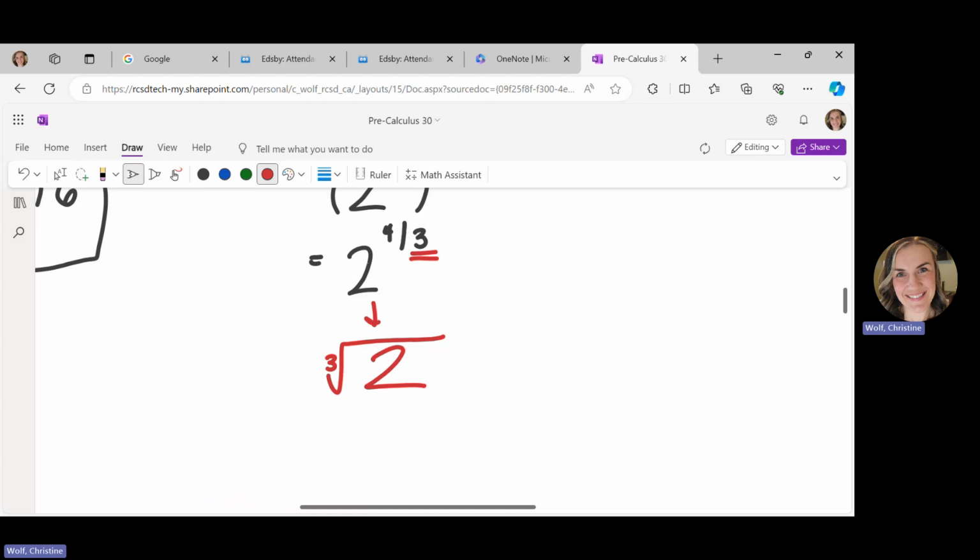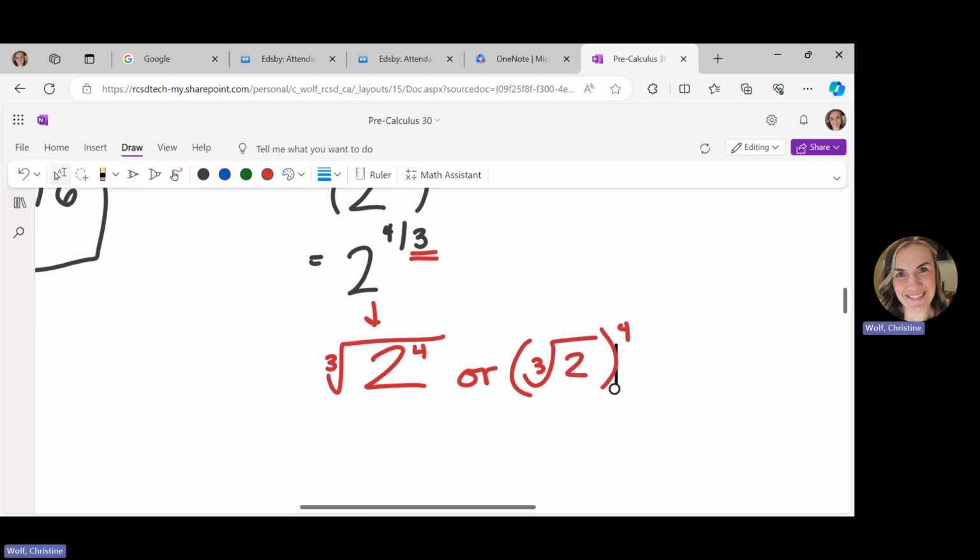Anyone remember what we do with the 4? Because we have a 4 up top now. What do we do with the 4? Yeah, there's two ways you can write it. You could do it like that, or it's like this. Both of those are the same thing. Okay, just a little reminder there. The numerator goes as a kind of a power after the fact.